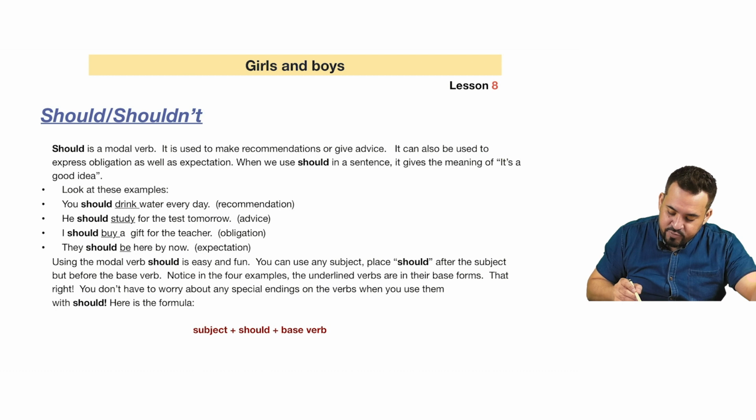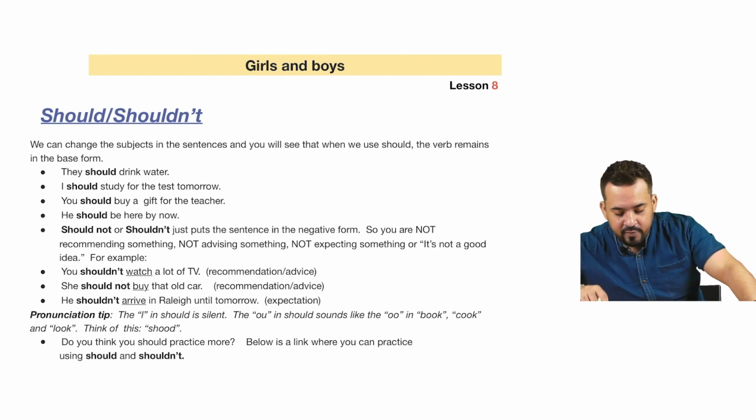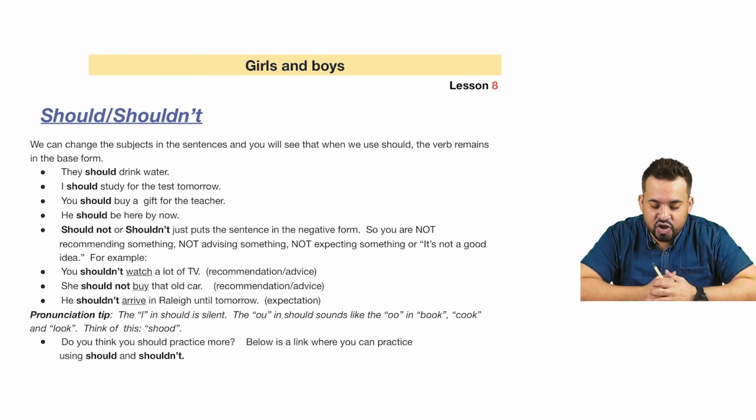The formula is subject, should, base form of the verb. Right here. Let's highlight it. This is the formula. All right. Now let's take a look at should and shouldn't.